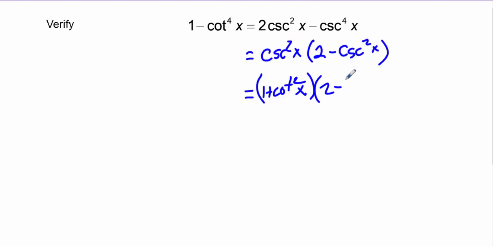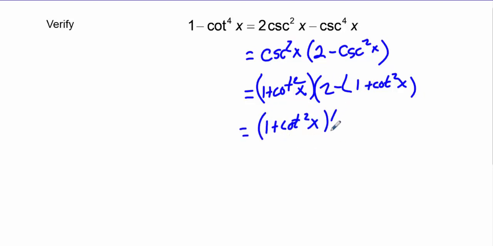So I have 2 minus 1 plus cotan squared of x. So this is still 1 plus cotangent squared of x. And notice I have 2 minus 1, which is 1, and then minus cotan squared of x. Hey, look, I got a difference of squares here, which will multiply into 1 minus cotangent to the 4th of x.